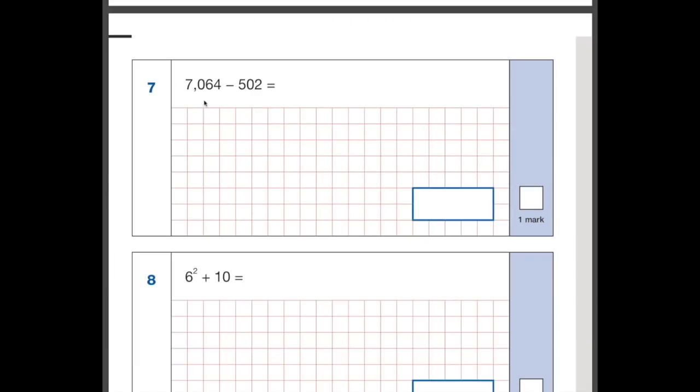Number 7, again we're looking for some quick answers to this. So 7064 minus 500 is what I'll do, because it's virtually that, is 6564. But we only took away 500, so we've got to take away another 2. So it's 6562.